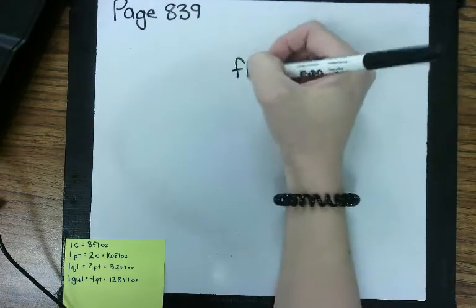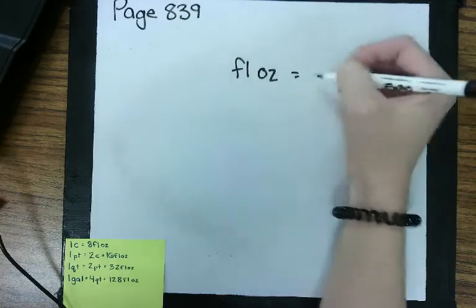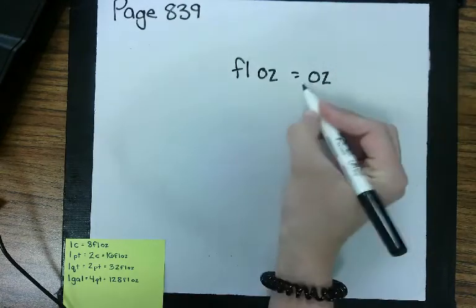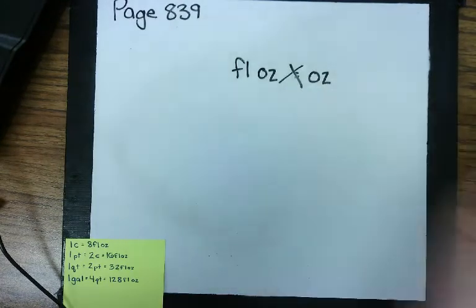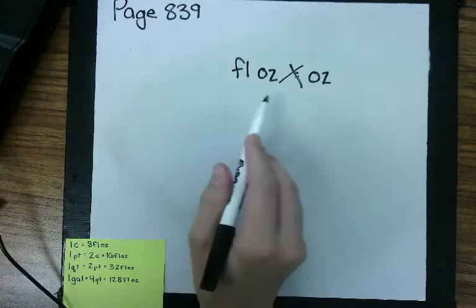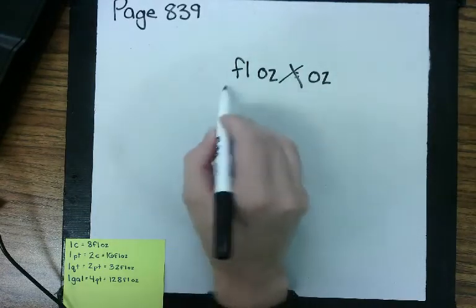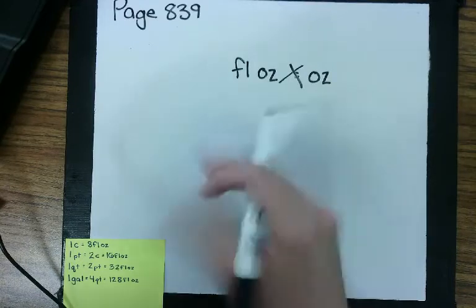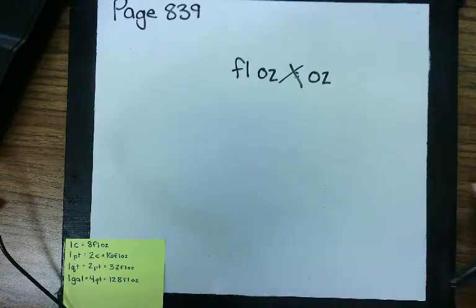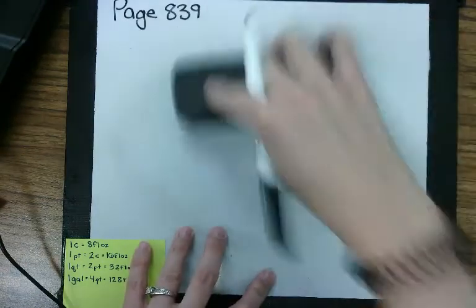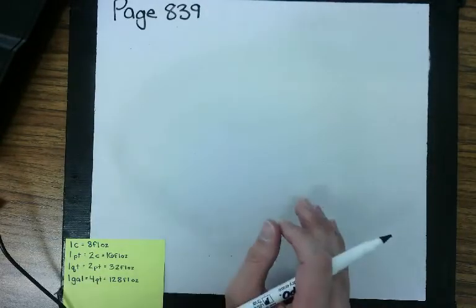Now there's a difference between fluid ounces and ounces that we use when we measure weight. These do not equal each other, okay? Fluid ounces are a measure of how much something can hold. Ounces are a measure of weight because we like to make things confusing for you, right? Just kidding. Okay, so just keep that in mind. Fluid ounces are not the same thing as weight ounces.